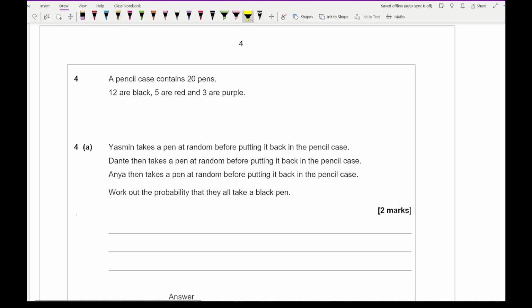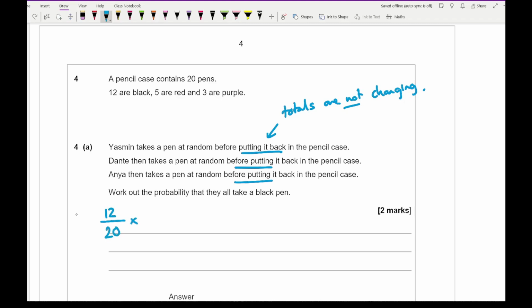Now, this one, because they're putting it back, means the totals are not changing. So with them putting it back, totals are not changing. So the probability that Yasmin picks a black pen is going to be 12 out of 20.